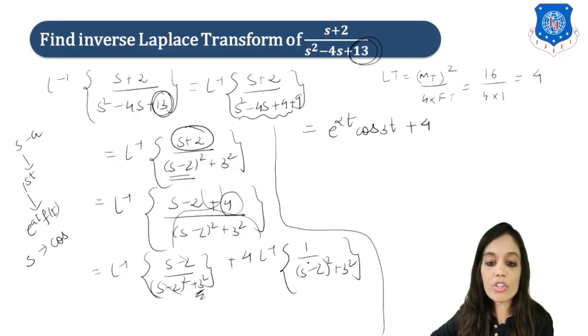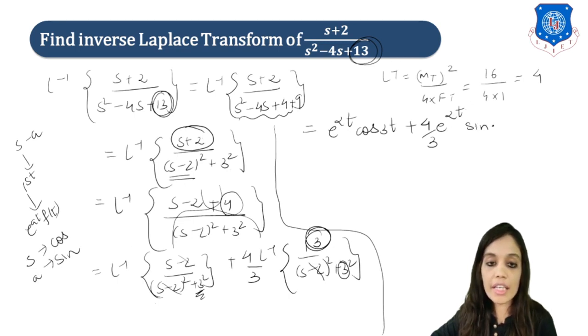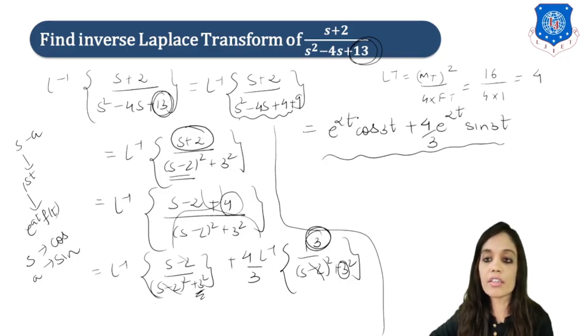Now here also take out minus 2. So it will come e raised to 2t, right? Now if we have 3 over here, so we want 3 also in the numerator. So multiply and divide by 3. So we will have 4 upon 3 e raised to 2t. Now it is a constant term in the numerator. So whenever there is a, we will have sine, right? So we will write sine 3t. So this is our final answer obtained using first shifting theorem, right?